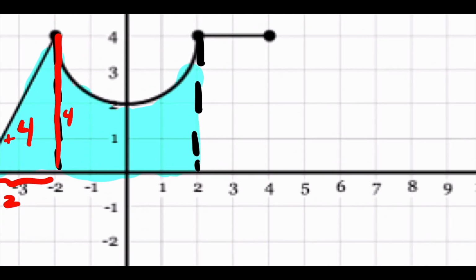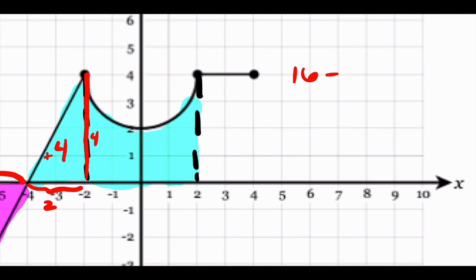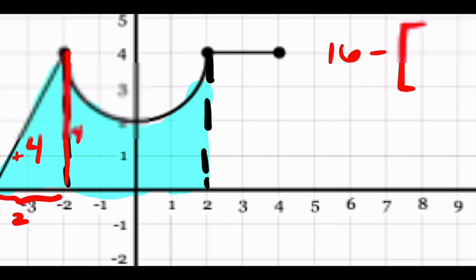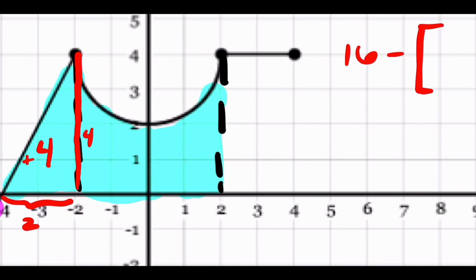Okay? So the area of the rectangle or square, I don't know what it is. It's actually a square. 4 by 4 is 16. So 4 by 4. So 16. And then I'm going to take away the half circle. The half circle, I'll highlight in a different color. I'll highlight in yellow.